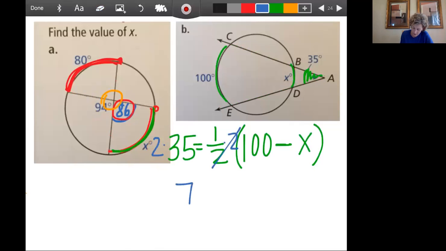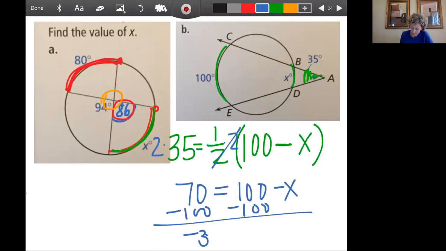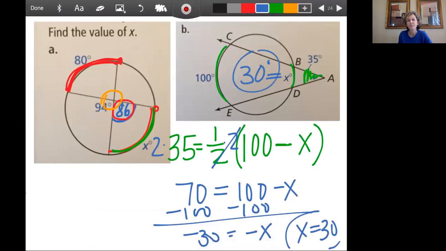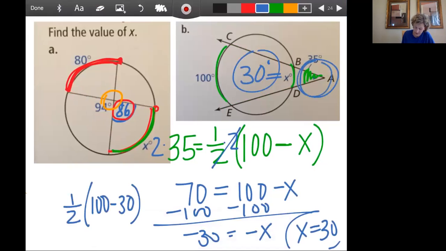I like to clear that fraction, times 2, times 2. Clears the fraction. I get 70 equals 100 minus X. If I subtract 100, I have negative 30 equals negative X, and therefore X equals 30. So this angle right here is 30 degrees. All right? And you can check it because you can say, what is 1/2 of 100 minus 30? When the angle is outside, it's 1/2 times the difference. And half of 70 is 35. Okay? Great job.